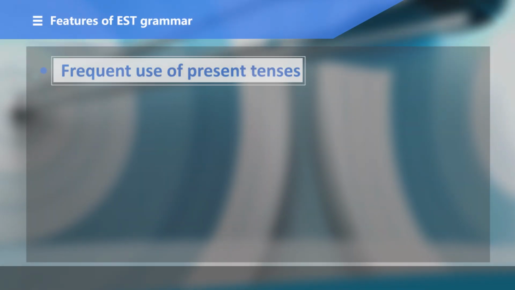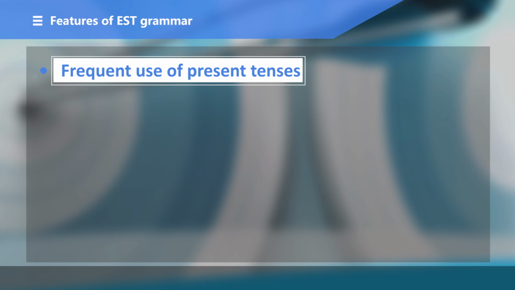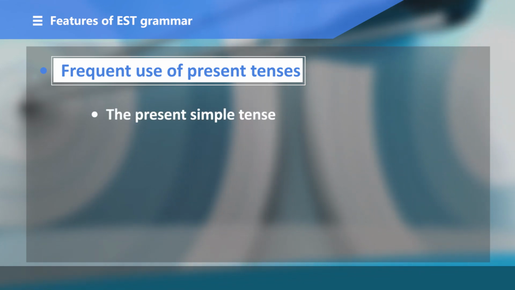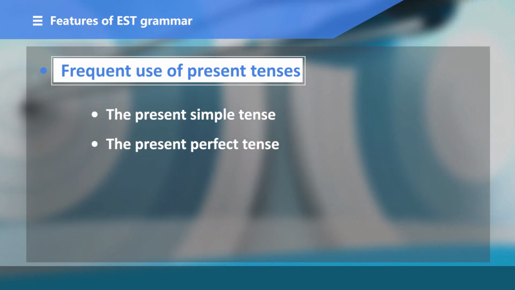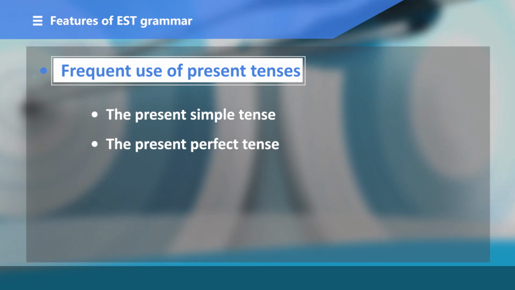The second feature of EST grammar is the frequent use of present tenses. In EST, such tenses are commonly used as the present simple tense and the present perfect tense. The present simple tense is the most commonly used one. Please see the tense used in example 2.